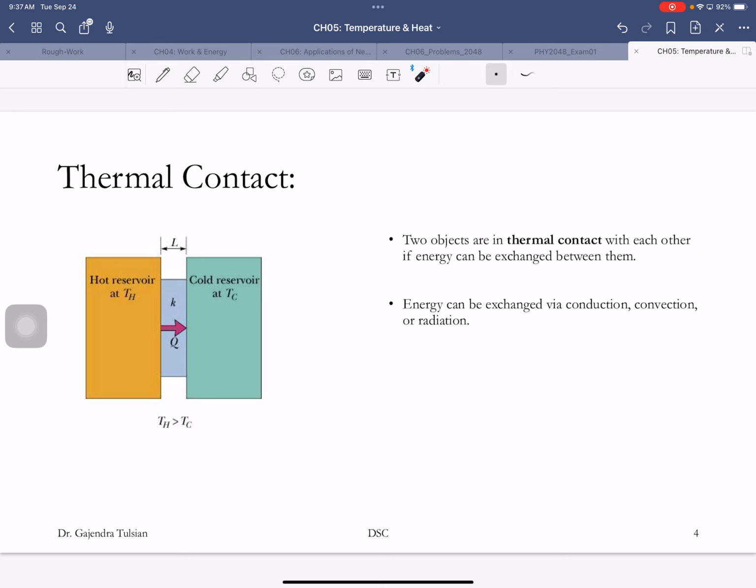I'm sorry? The table, is it in thermal contact with anything else? Coffee cup? Yeah, that's what I'm asking. Our friend there said the coffee cup is in thermal contact with the table. Is it in thermal contact with anything else? Yep, the air. If you touch it, they're in thermal contact with you as well. Okay.